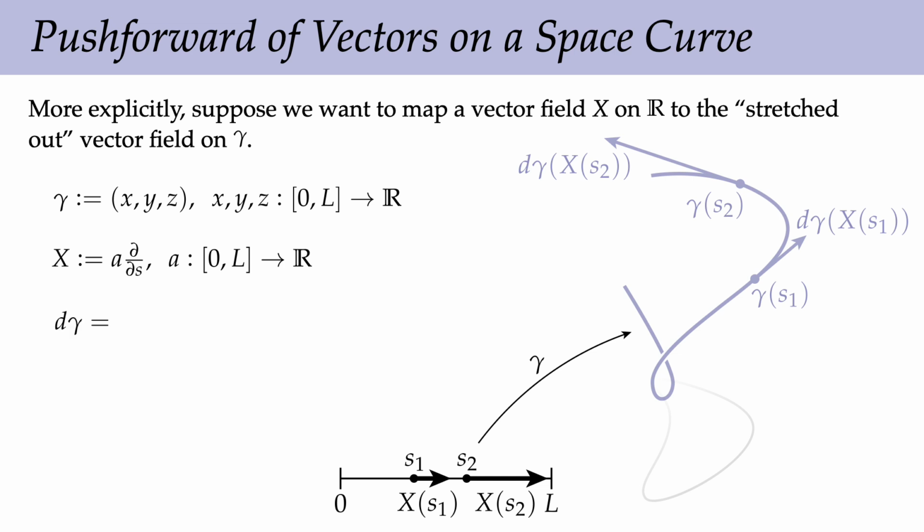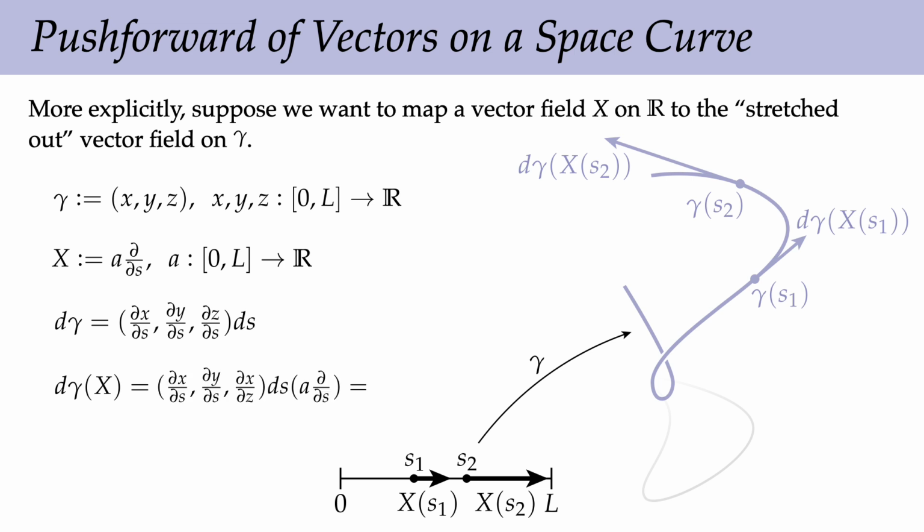Then d gamma is just the partial derivatives of those three coordinate functions times ds, the basis 1-form along the interval. And d gamma of x is, well, we plug the vector field x into the basis 1-form ds. What does ds do? It measures the magnitude of its argument along the direction s. So it's just going to give us a. And so the stretched out vector field, the push forward of this vector field onto the curve in space, is just at each point a of s times partial x, partial s, partial y, partial s, partial z of s at s.